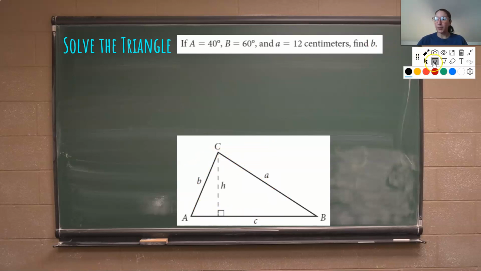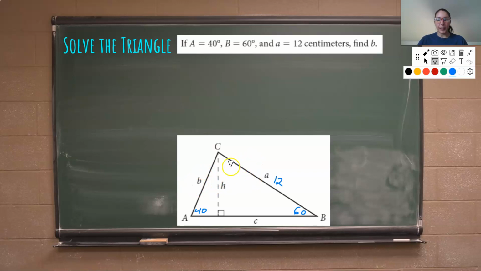So what are we after here? We're after little b. We know big A is 40, so this angle here is 40. We know the angle B is 60. If we really wanted to, we could solve for angle big C. We'll see that in a later example where it becomes useful. And we know that little a is 12. Little a is this side. This side is 12. The question is, what is little b?